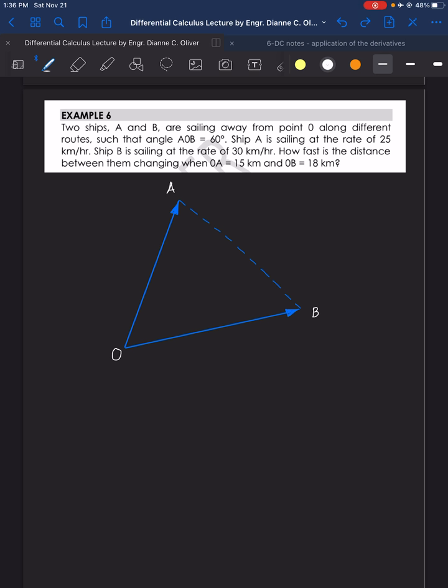Now, how fast? It's asking for how fast is the distance between them changing when OA is equal to 15 kilometers and OB is equal to 18 kilometers. So, obviously, the distance of A is changing, distance B is changing, and the distance between them is also changing, wherein as they move farther away, the distance between them becomes greater.